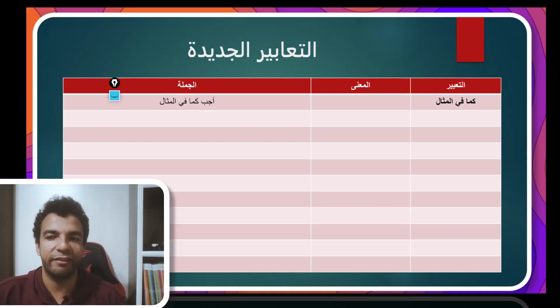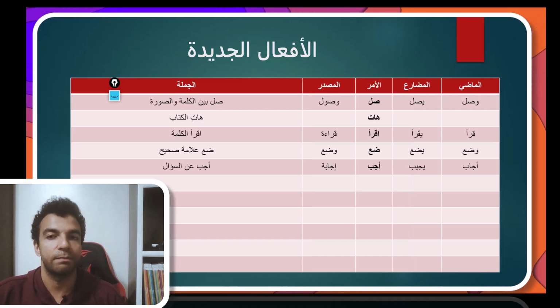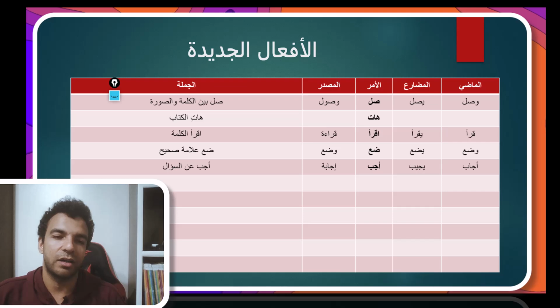There is an expression we have met in this book where we have seen a lot the word كما في المثال, and that means like in the example, as in the example. Example of that, أجب كما في المثال, answer as in the example. Answer like what we have seen in the example. And then we have also met some verbs. We have seen these verbs in imperative forms, and there are the different forms of them in the past, present, imperative, and even the verbal noun.